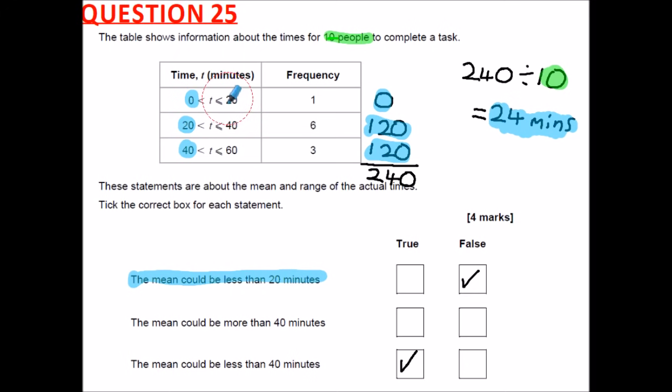The mean is at its biggest when everyone in each category is taking the longest. And so if this person here in this category took 20 minutes, they would have taken a total time of 1 times 20, which is 20. The next one, if 6 people took the longest possible they could, 6 times 40 would be 240.